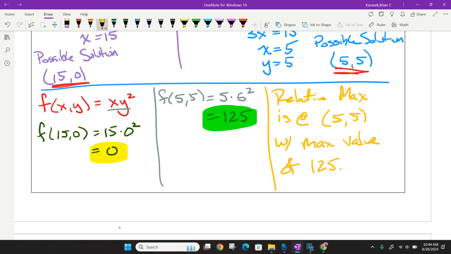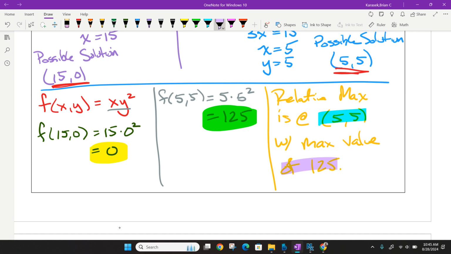Right? Now, depending on what the question asks, sometimes the answer is just this, sometimes the answer is just that, and sometimes the answer is all of it put together. Are they just asking for the coordinates of that maximum? Then (5, 5) would be the answer. Are they asking for the relative maximum value? Then 125 is the answer. Or are they asking for both?